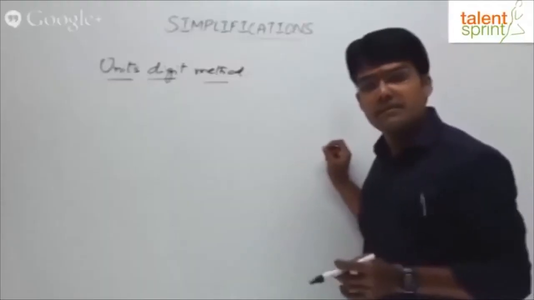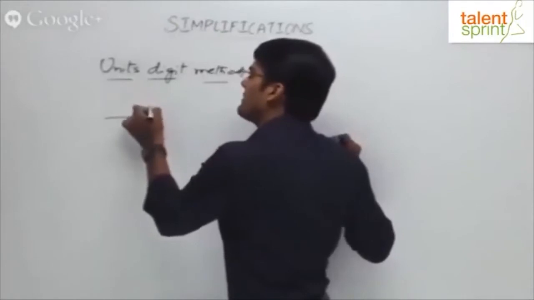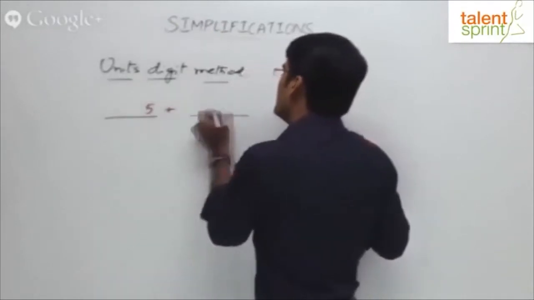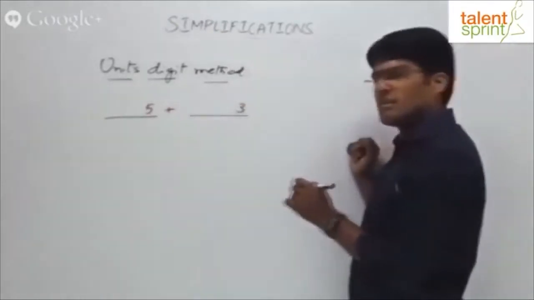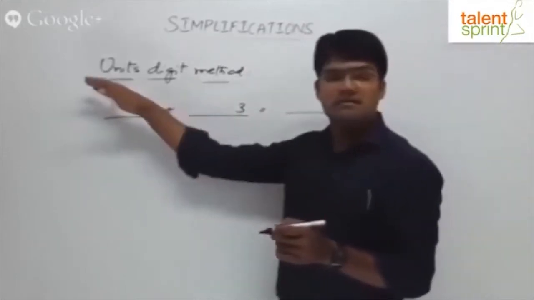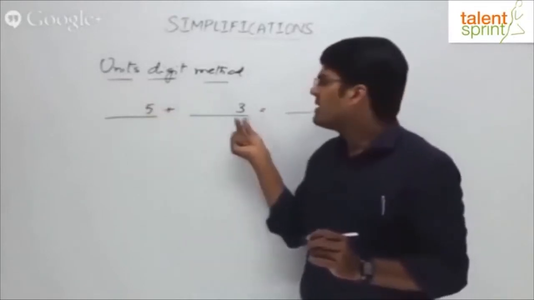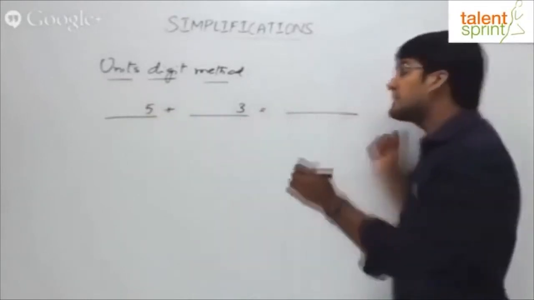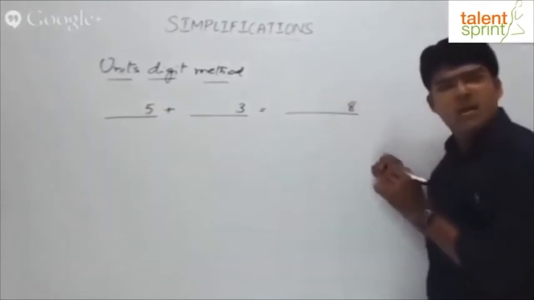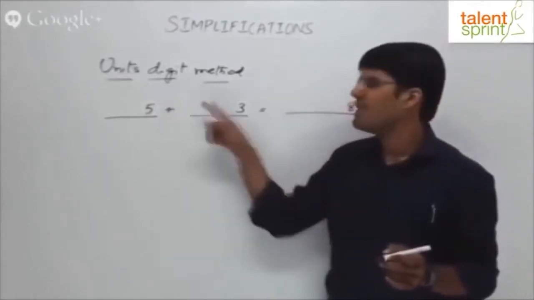Units digit method. Remember, there is some 4-digit or 5-digit number which ends with 5, and there's another number that ends in 3. Can you tell me what the answer will end with? Don't worry about the remaining part of the number. I only know that one number ends in 5, the other number ends in 3. Can you directly say the answer has to end in 8? Yes. Why? You always add the units places first when you go for addition. So 5 plus 3, 8.